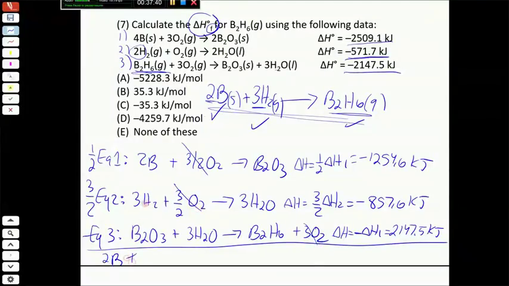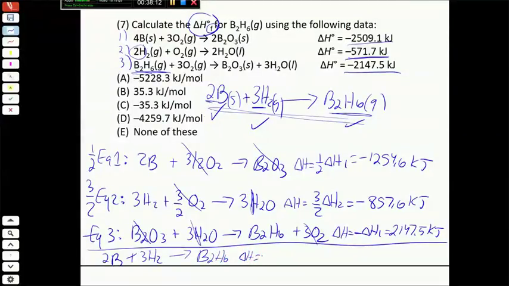From the second equation, we have our 3 H2s that carries through, which is what we want. And then from this third equation, we have B2O3 on the reactant side, but it cancels out with the B2O3 that's on the product side up here. So these two are on opposite sides of the arrow, so they cancel. And then same with the 3 H2Os. We have 3 H2O on the reactant side here, but that's going to cancel out with the 3 H2Os that are on the product side there. So the only thing that's left on the product side, once we cancel everything out, is just the B2H6 that we want.